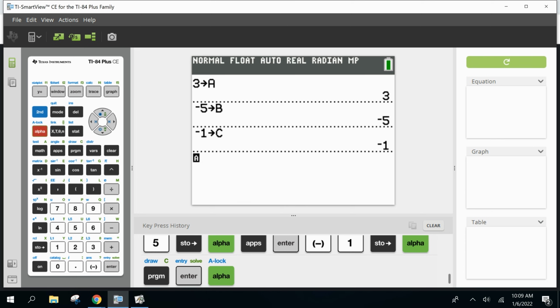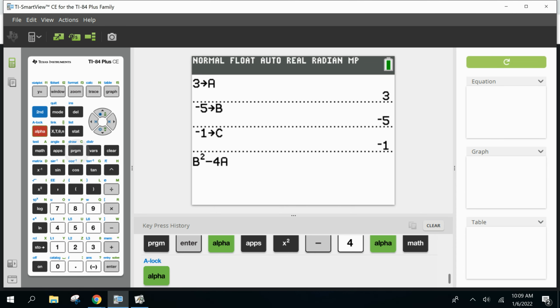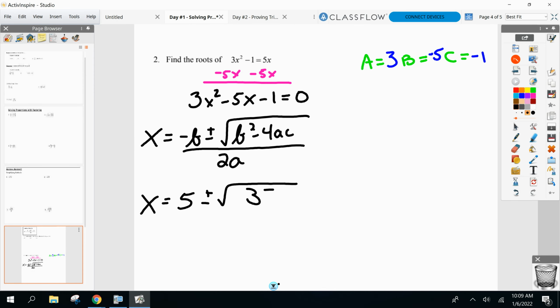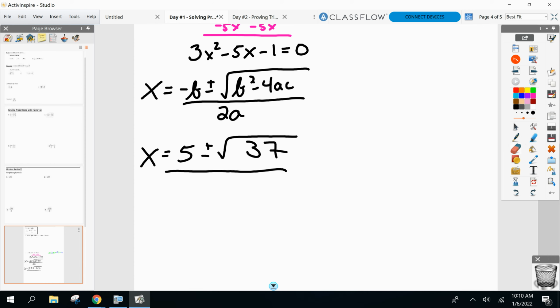Now I go b. Make sure you square it. I always see some kids forget the squared. b squared minus 4ac, and your little calculator will plug all your numbers in for you. So what should be that number underneath the radical? 37. It's going to be correct every time. So 37 all over 2 times, what was my a value? 3. So what number should be in the denominator, the bottom? A 6. Everyone all right?